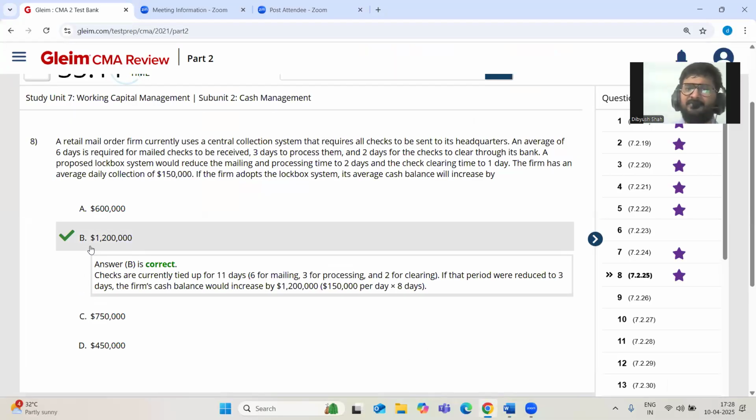Understand, these are very, very basic questions. There is nothing difficult in entire working capital management. If you can understand the question, the job is more than 70% done.